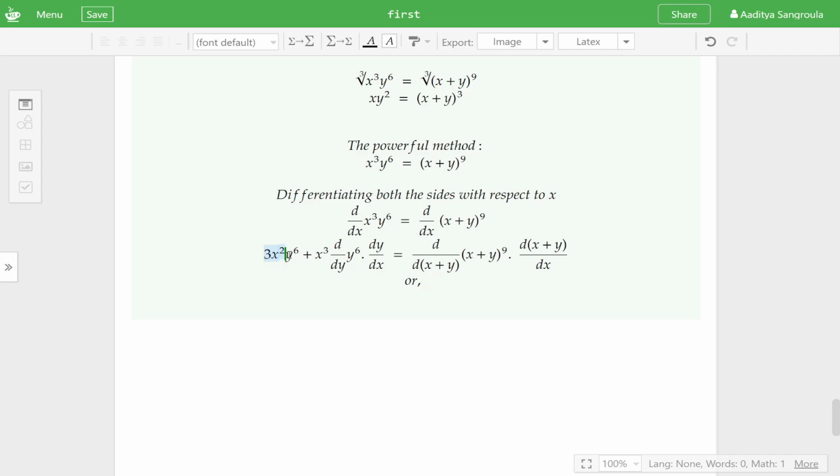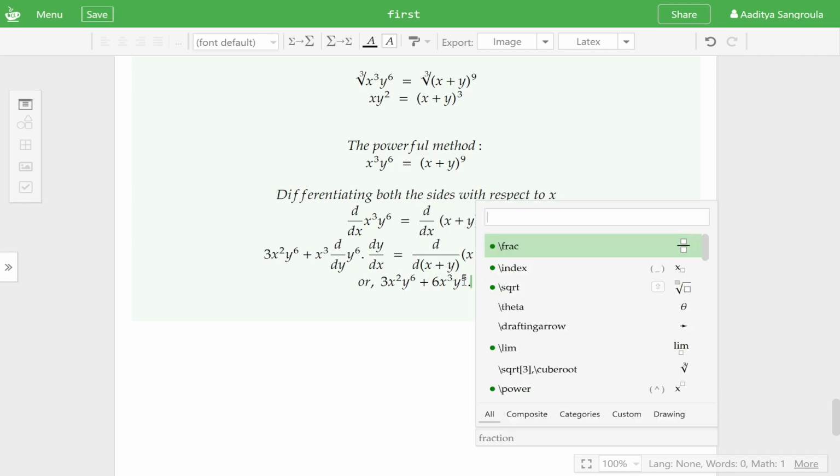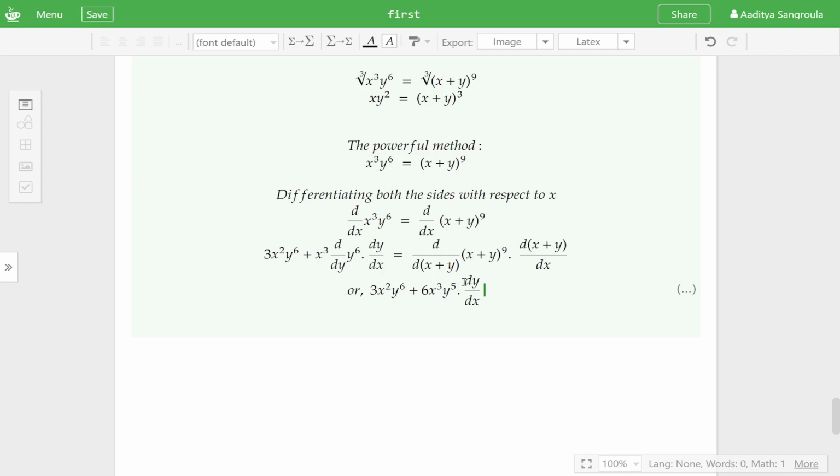So now we can continue, and we can say 3x squared y to the 6th power plus x cubed times 6y to the 5th power times dy over dx equals 9 times x plus y to the 8th power times, now we have this, so dx over dx is just 1, right, plus dy over dx, if you see this, right? This is dy over dx.